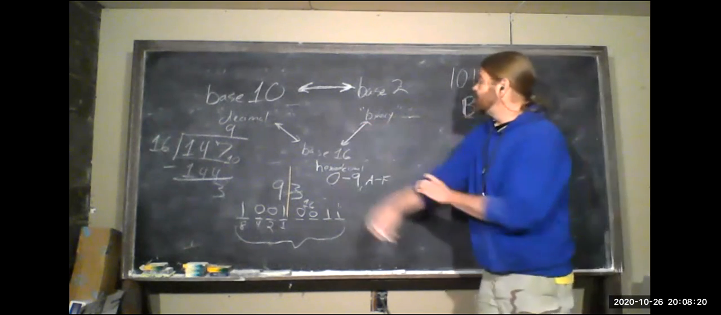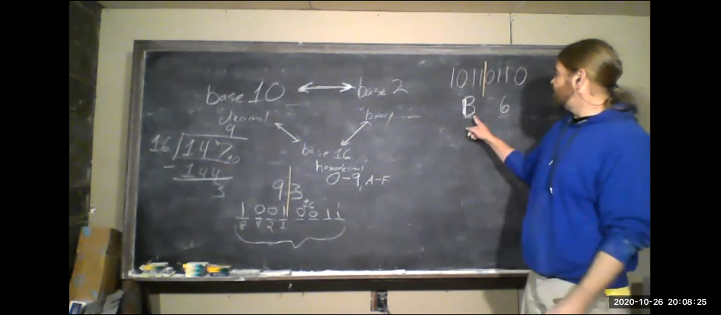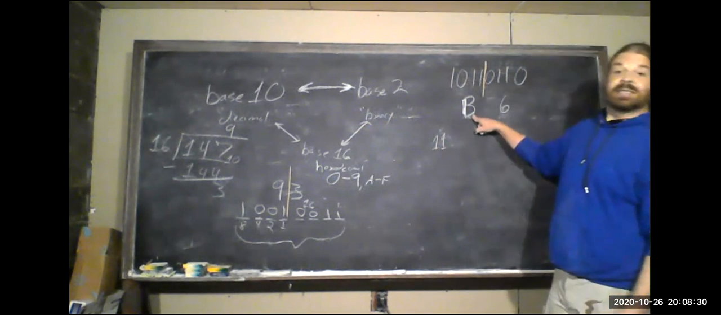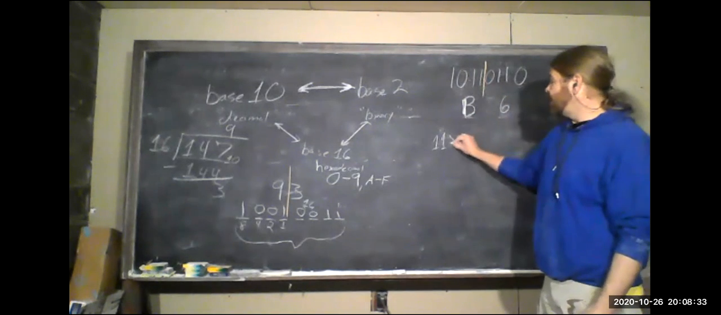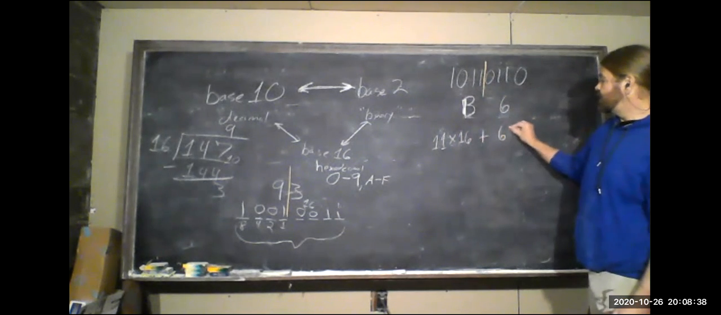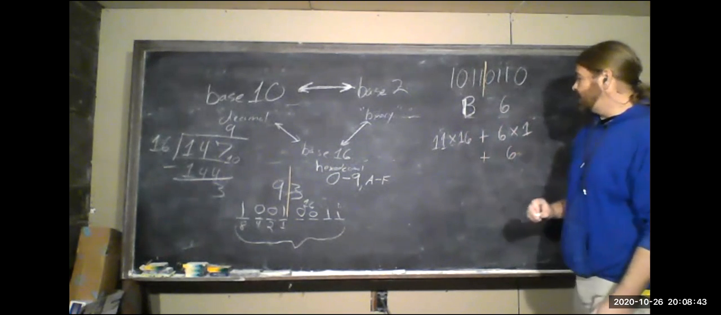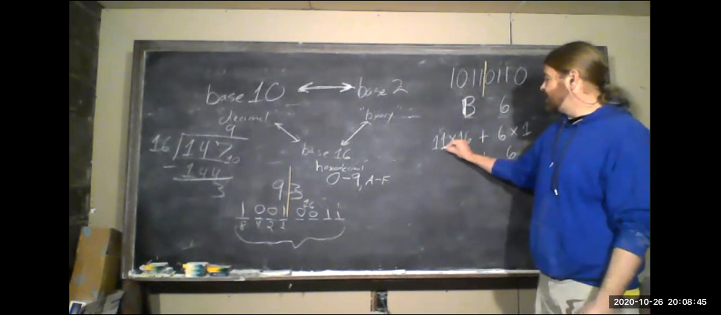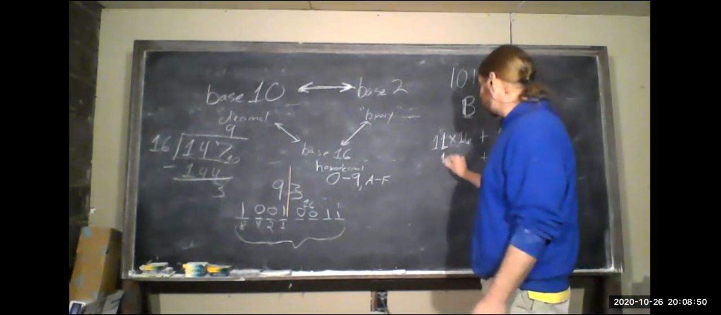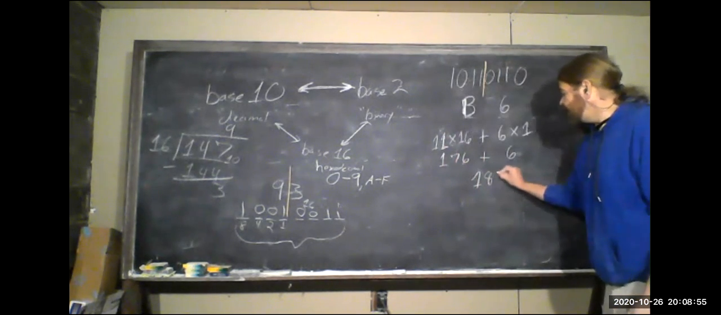And to get back to decimal, then we can do that a lot quicker than all of those. So B is 11, and that is in the 16 to the first column. So 11 times 16 plus 6 times 1. Which is a lot easier to do the math, right? 11 times 16 is how much? 160 plus 16, 176. So 182.